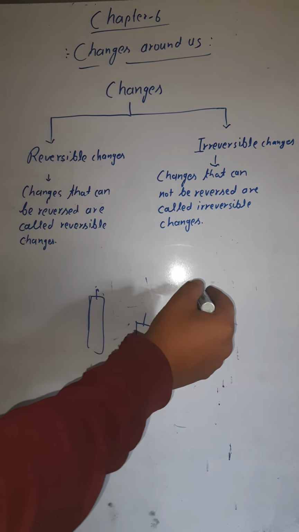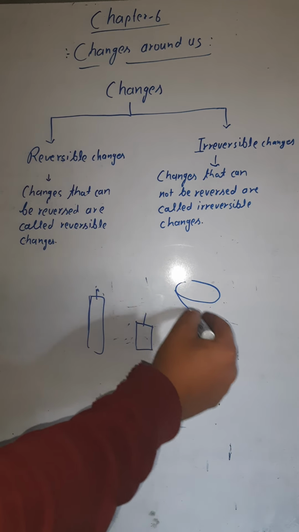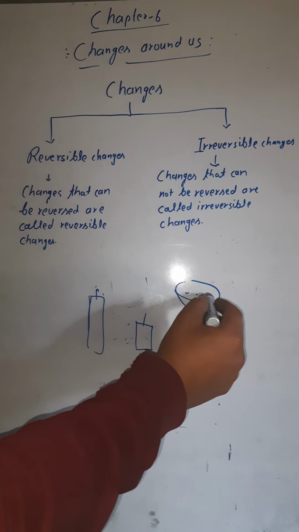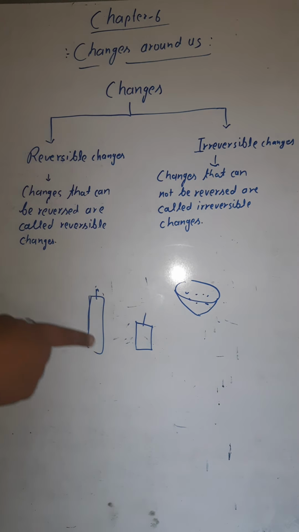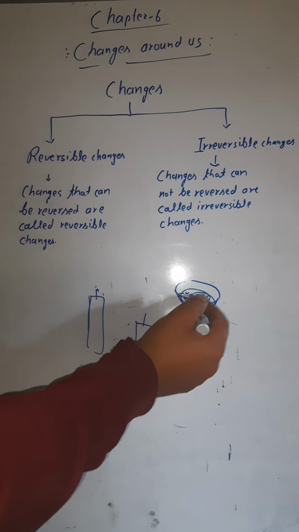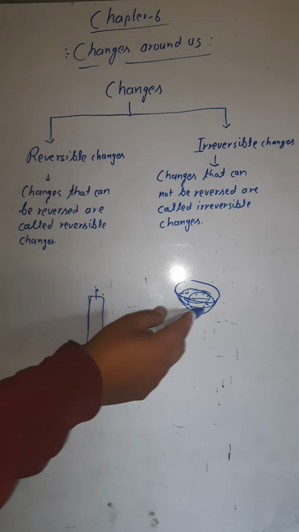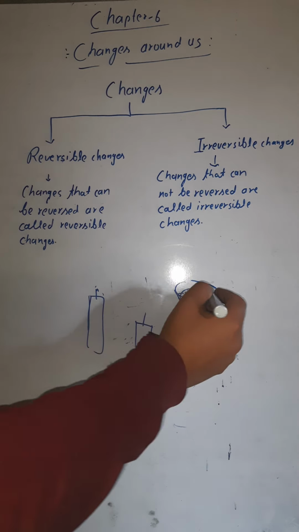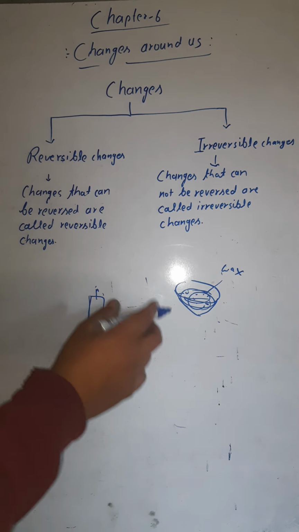But at the same time, suppose you have a pot here, and in this pot you have some wax. Wax, you might know, is used to make the candle. The candle is being made with the help of the wax. Suppose you are collecting this wax in this pot. You have the wax here.